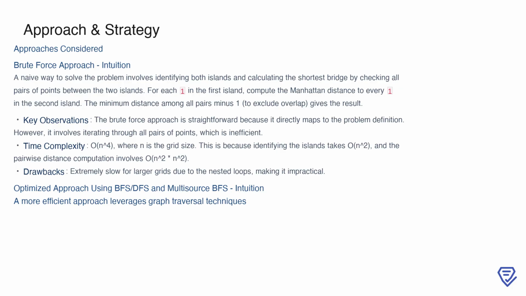While this approach directly aligns with the problem definition, it has significant drawbacks. Specifically, its time complexity is O(n^4), which stems from the O(n^2) cost of identifying the islands and the nested loops required for pairwise distance calculations. This makes it impractical for larger grids due to the exponential growth in computation time. As a result, we need a more efficient solution to handle this problem effectively.